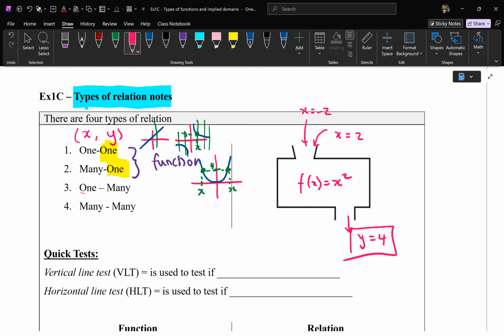Next one. What's an example of 1 x? So you put in 1 x value, but you get multiple y values. So one-to-many. What's an example?